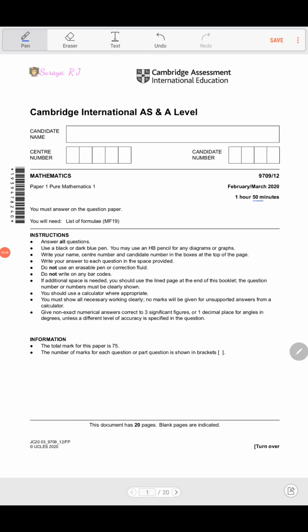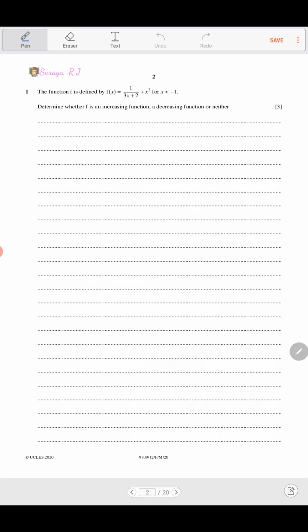As for the duration of the paper, it is now 1 hour and 50 minutes. Previously, it used to be 1 hour and 45 minutes. So here you have the instructions which you have to read properly. And the paper is on 75 marks. Let's see the first question.